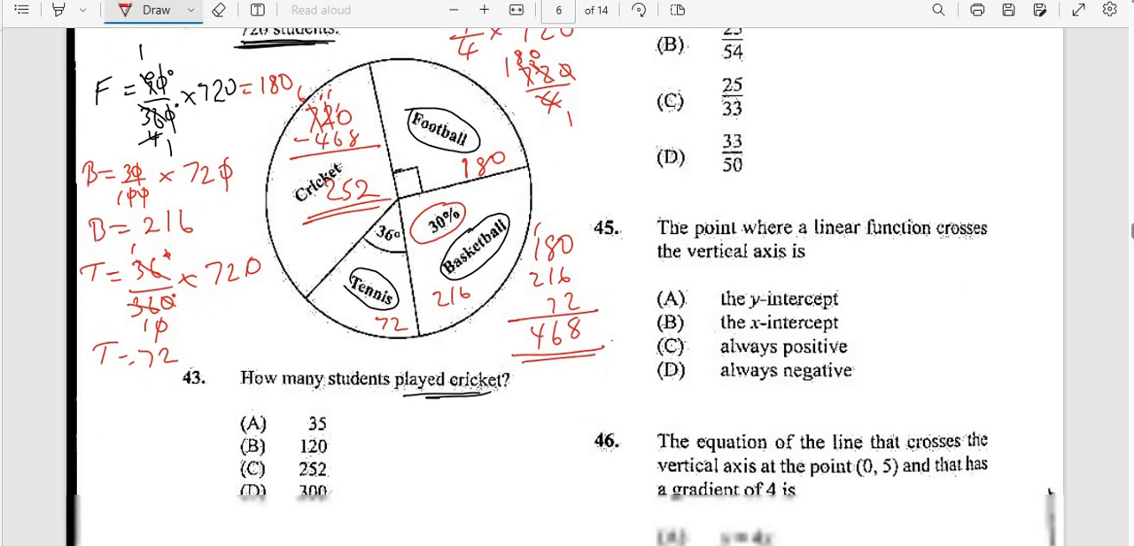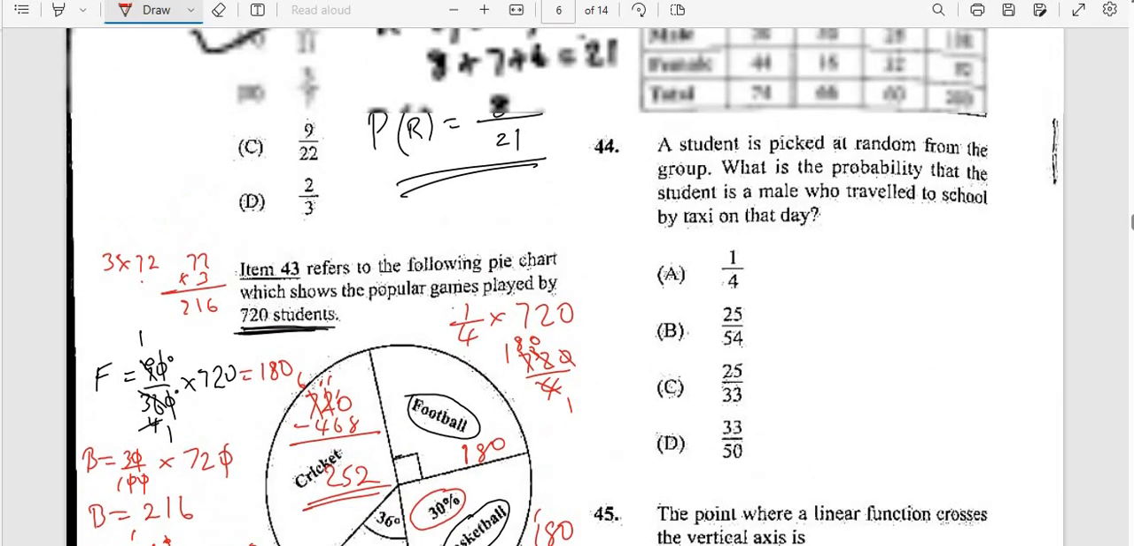And that's option C. Alright, so I took my time to explain that. Of course, if you're working that live by yourself, this will be faster.